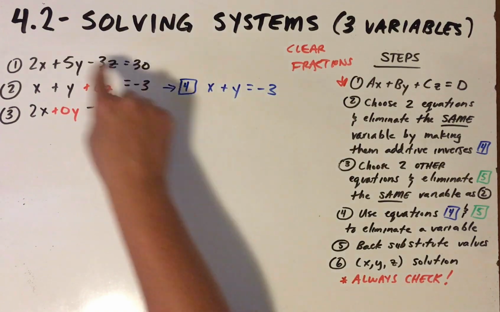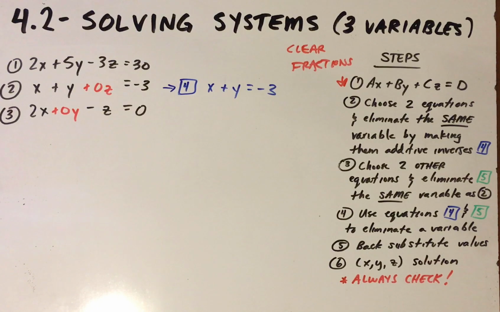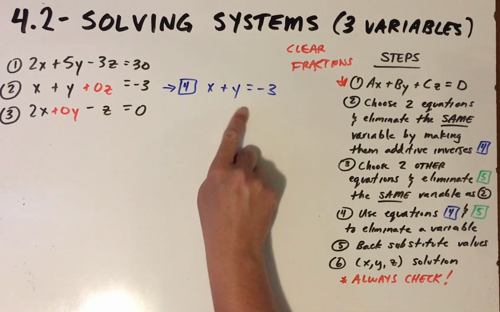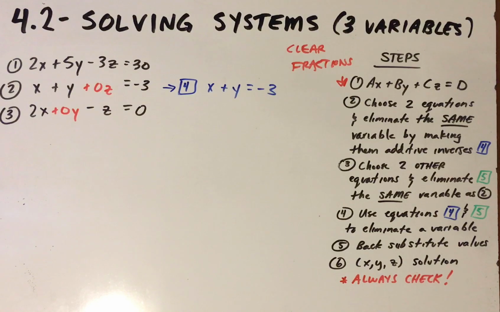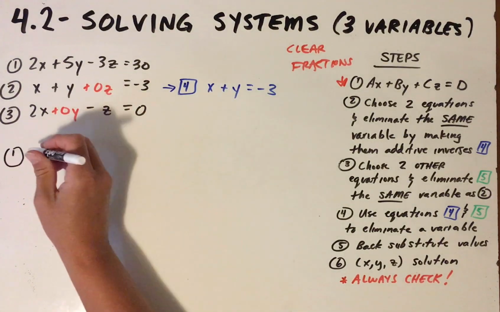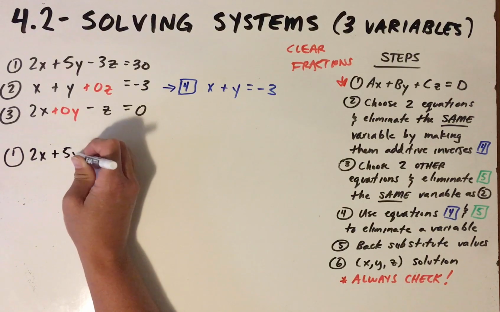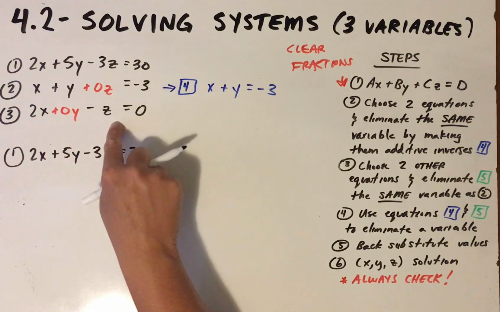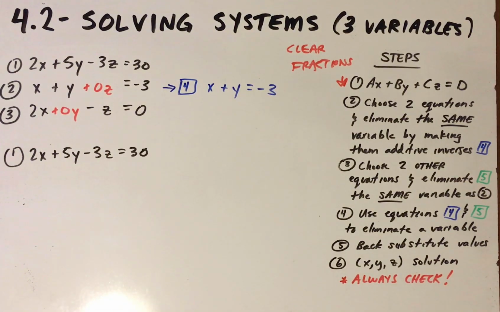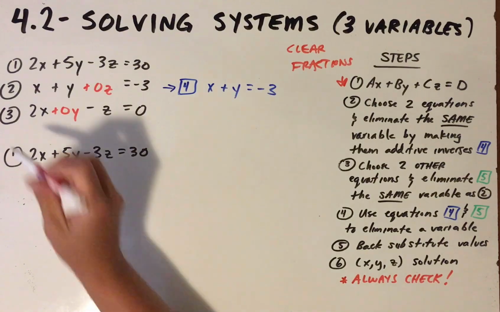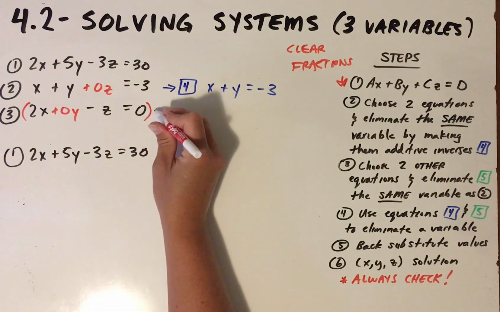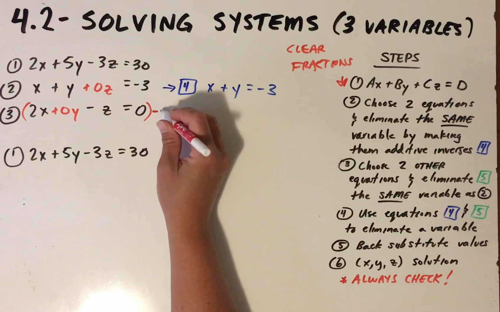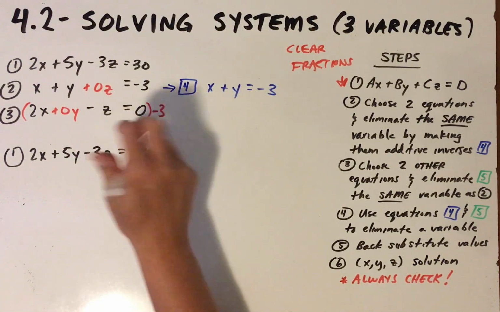So this means when you're given a problem that looks like this, you're actually ahead of the game. They've done step 1 for you. Now I'm going to use equations 1 and 3 to eliminate z. Equation 1 is the 2x plus 5y minus 3z is equal to 30. I need equation 3 for this z to be the additive inverse. That means I'm going to take this whole equation and multiply it by a negative 3, because I need this to be a positive 3.